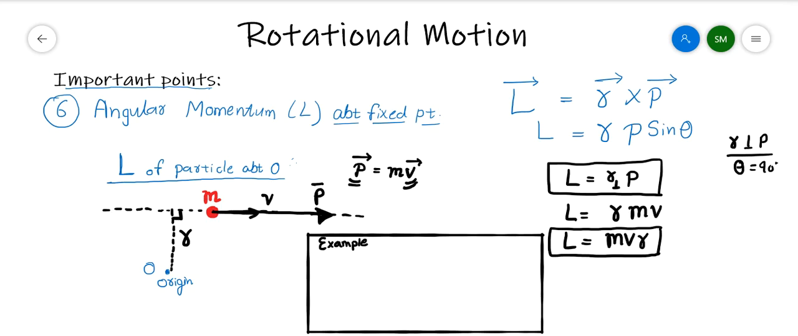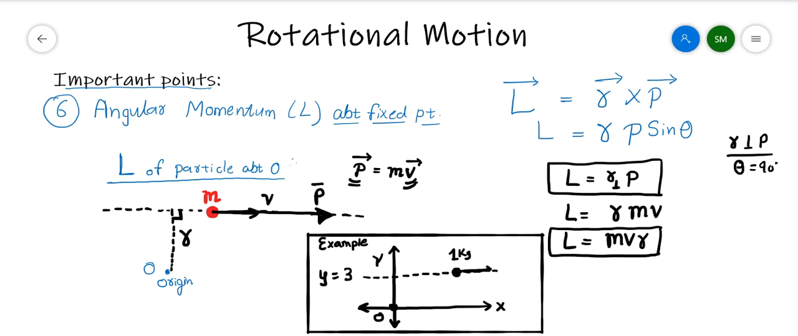Suppose this is the x-axis, this is the y-axis, this is the origin, and the particle is moving on this line. The equation of this line is y equals 3. The mass of the particle is, let's say, 1 kilogram and it is moving this way with a velocity of, let's say, 2 meters per second.